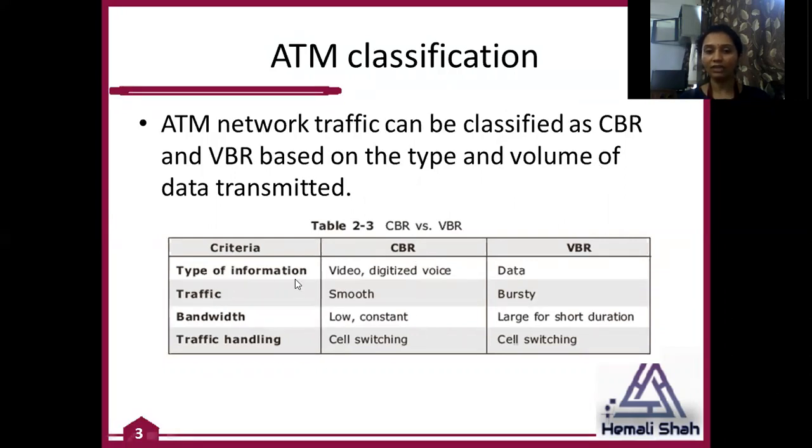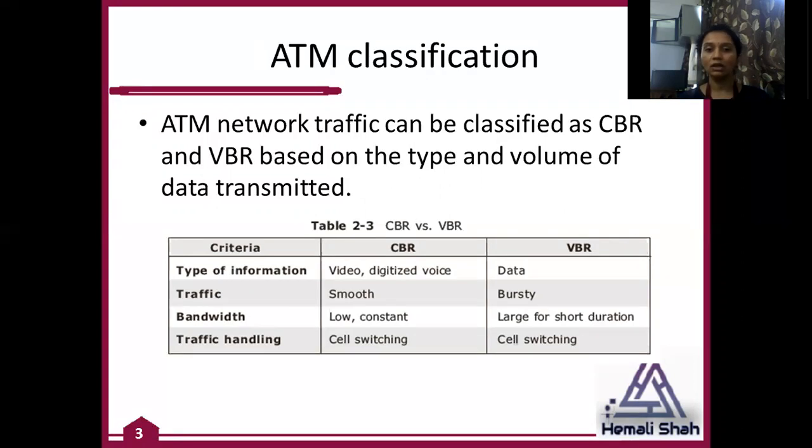Next, traffic is either smooth or bursty. Smooth means it comes continuously, it never becomes high, it never becomes low. Bursty means, for example, if I tell 4 people to send 5 messages, then your network will become bursty. At a single time you have a lot of messages, and at another time you have no messages in your network. So it is called bursty traffic of a network.